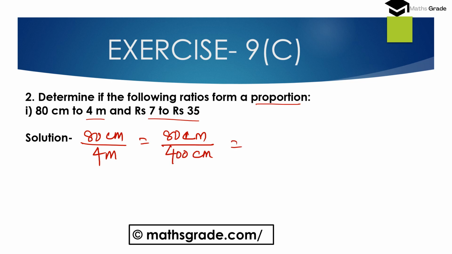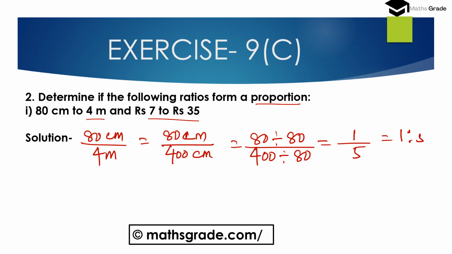Now between 80 and 400, 80 is the common factor. So divide the antecedent 80 by the common factor 80, and divide the consequent 400 by 80. So 80 divided by 80 is 1 and 400 divided by 80 is 5. 1 is to 5.